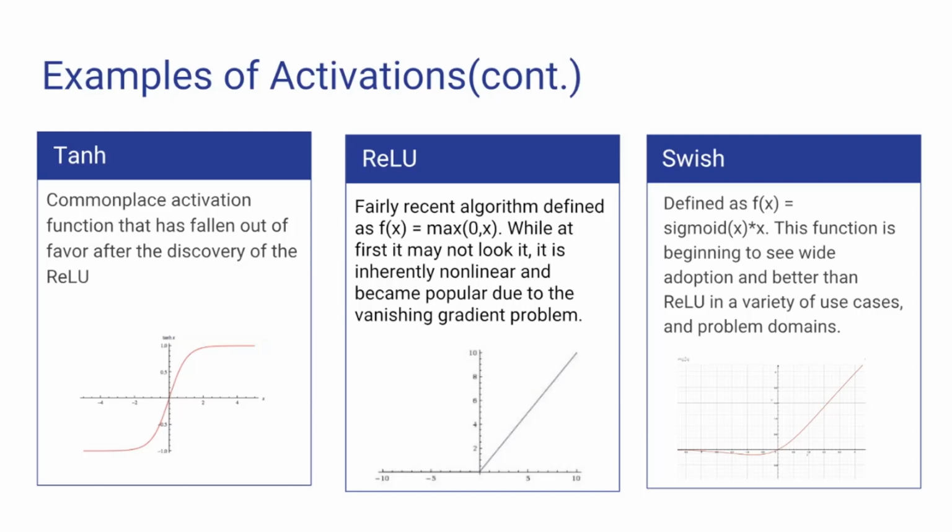And then next we have Swish. It's a very simple activation function. It's a sigmoid of x times x. So we just take our normal sigmoid function, and we're multiplying by x again.